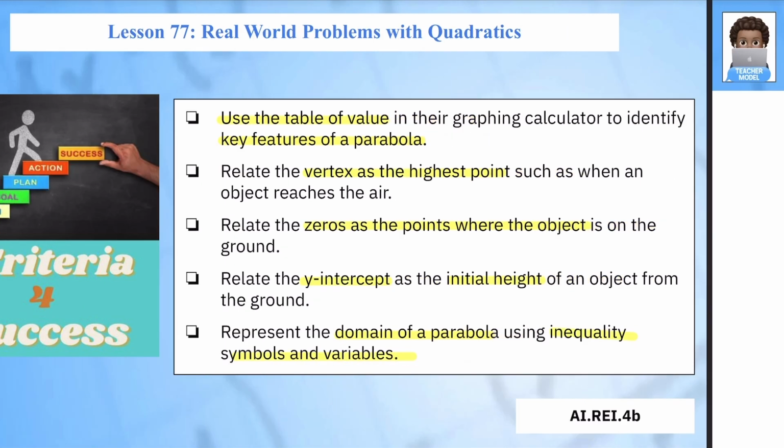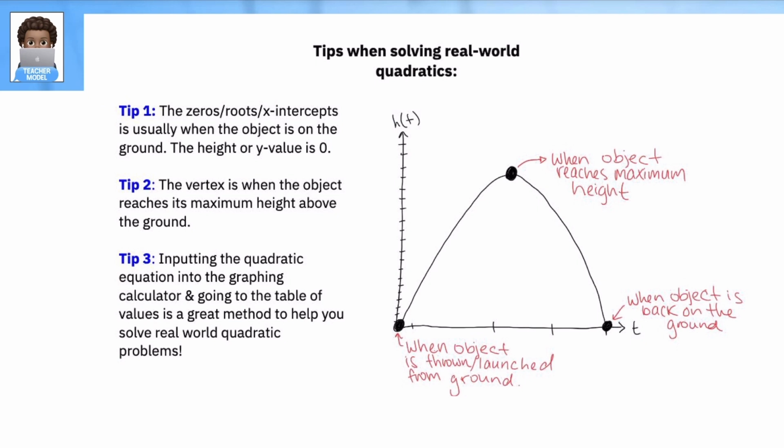And then we're going to represent the domain of the parabola using an inequality symbol. So let's jump in. I already have this in your notes, and just some things to keep in mind. It's pretty much everything that we just said in the CFS. Identifying when the object is on the ground is when the height, or y, is 0. So in a lot of our situations, our y value will represent our height, and our x represents time, which is always moving forward.